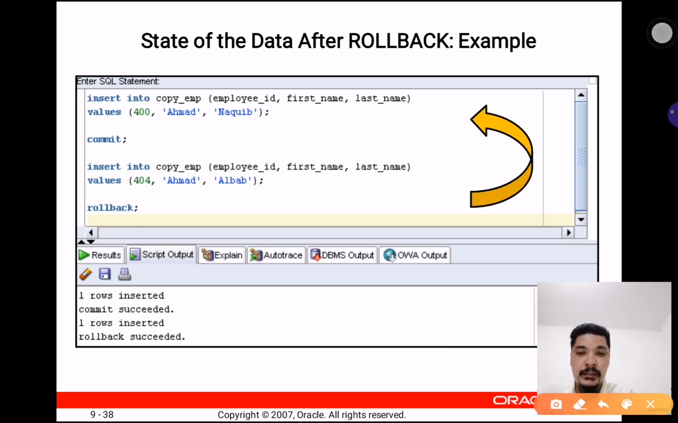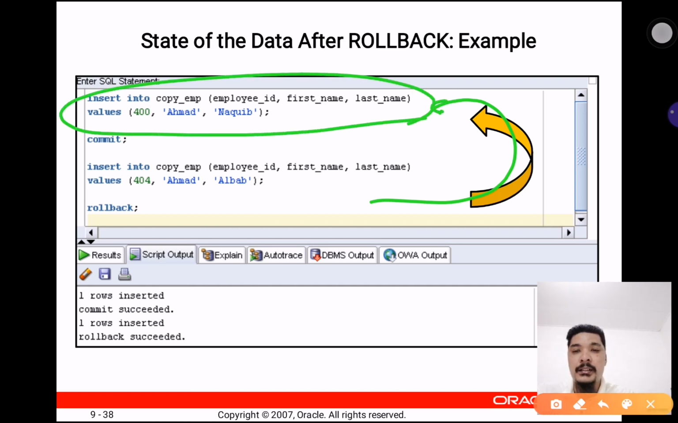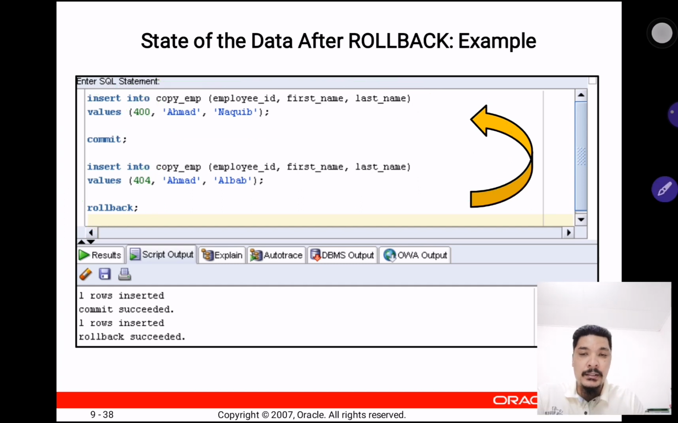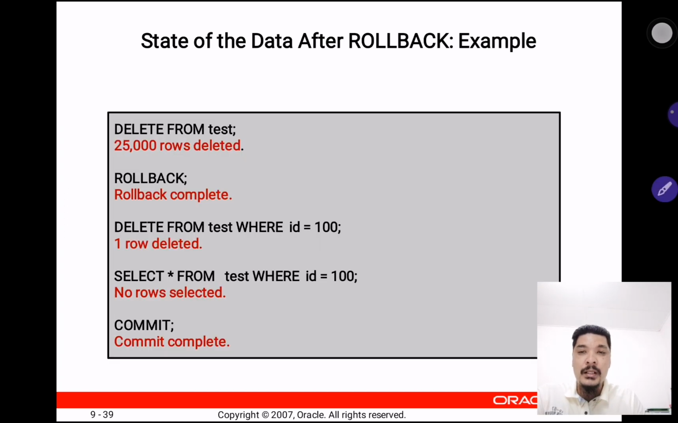The rollback here will roll back this change. So we can check the data again. Maybe here is 404, here is 400. When we roll back, it will get the data back again, so we can see the new and also the old data. So this is the function of rollback, if, let's say, we want to undo the transactions. Next.